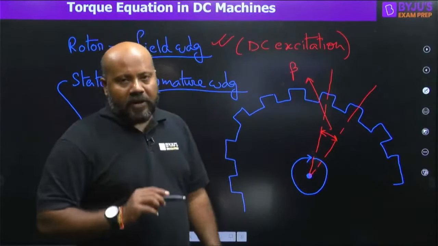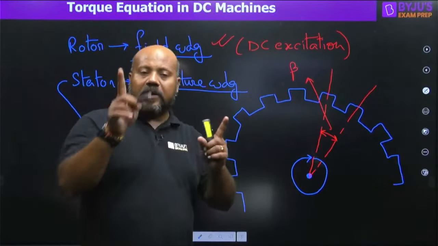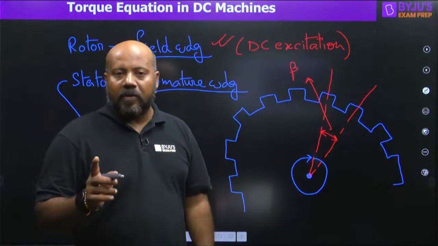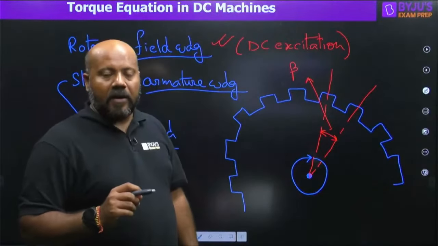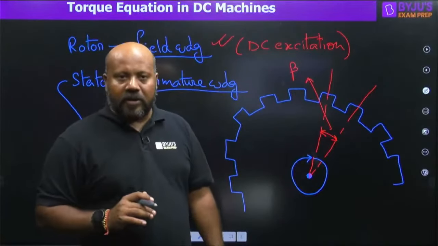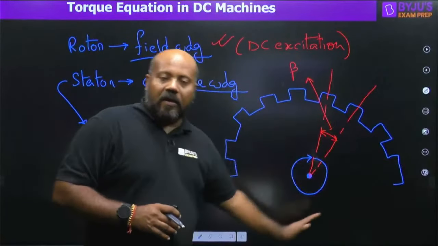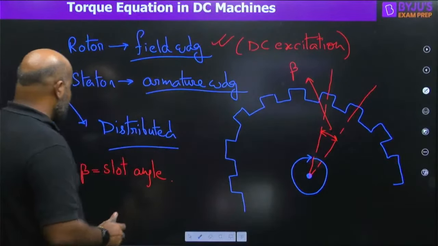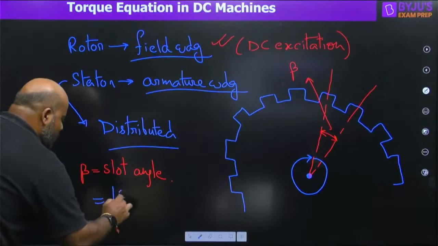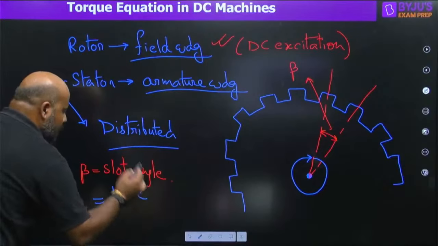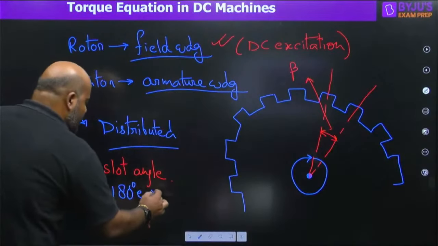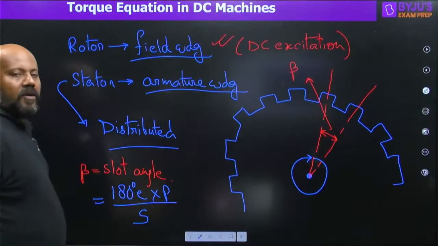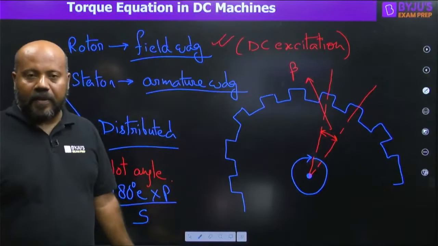For one pole pitch, what is the angle? For one pole pitch, it means from one north pole to one south pole. What is the pole pitch? It is 180 degree electrical. So if there are P number of poles, what is going to be the total angle? It is going to be 180 degree electrical, that is the pole pitch, multiplied by number of poles divided by number of slots. You will be getting the slot angle.